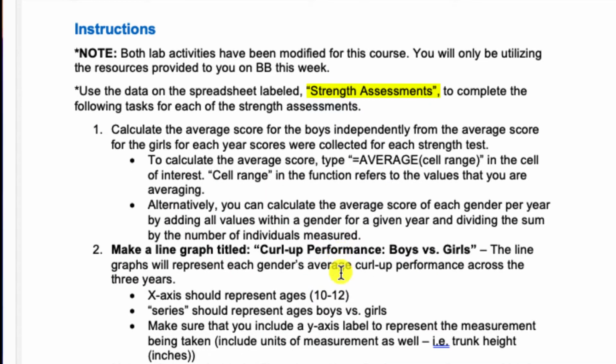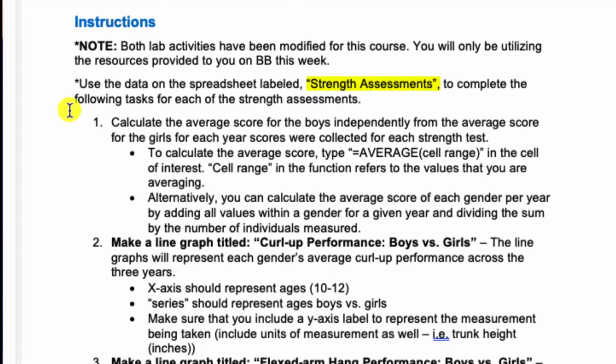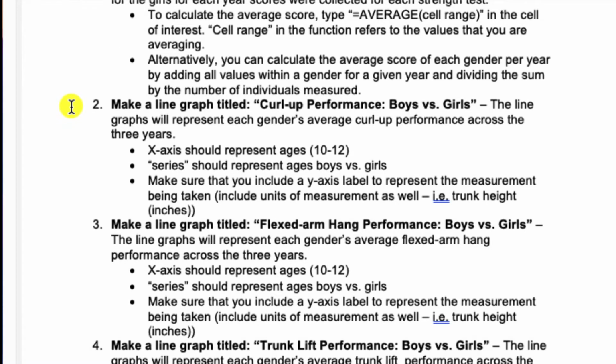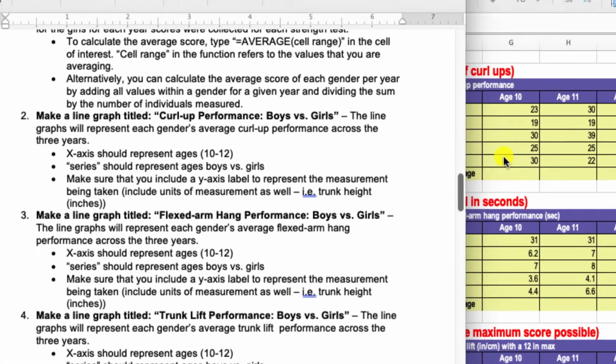For your instructions, the layout is fairly similar to what we had last week with our graphing procedures. So I'll give you an idea of how to make a line graph. The general procedures from there on out for the rest of your data are going to be pretty much the same from graph to graph, or if you want to look at it as assessment to assessment. So I'll do the curl up performance example for you just so you have an idea of what we're doing.